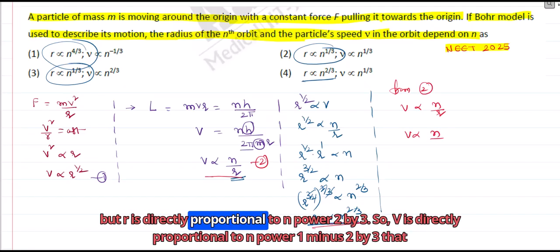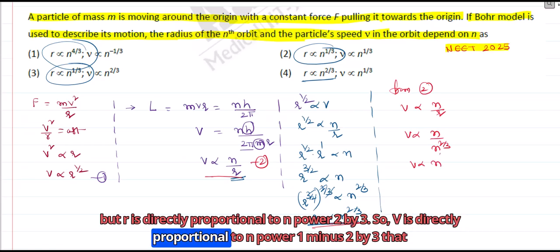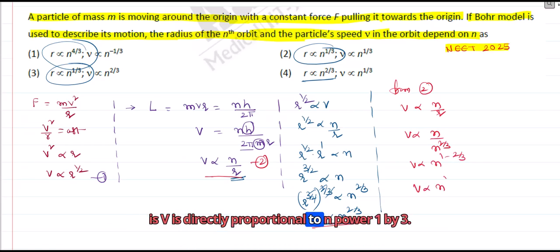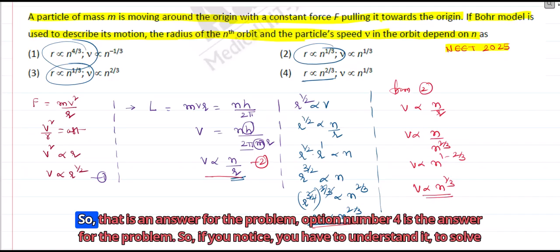But r is directly proportional to n power 2 by 3. So v is directly proportional to n power 1 minus 2 by 3. That is, v is directly proportional to n power of 1 by 3. So that's the answer for the problem. Option number 4 is the answer for the problem.